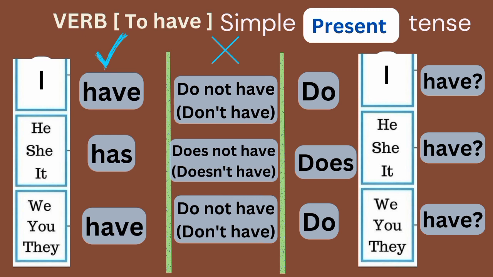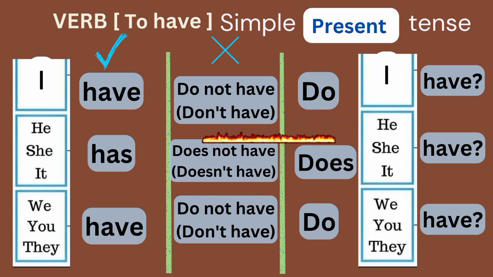In the affirmative form or the positive form, the verb to have is I have for the first person singular, whereas while speaking in the negative, I have changes to I do not have. Do I have when you want to ask a question? For example, do I have any time left?